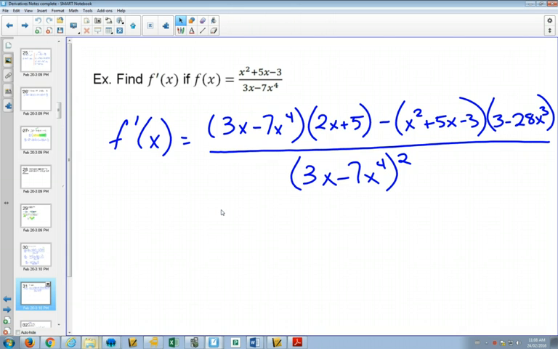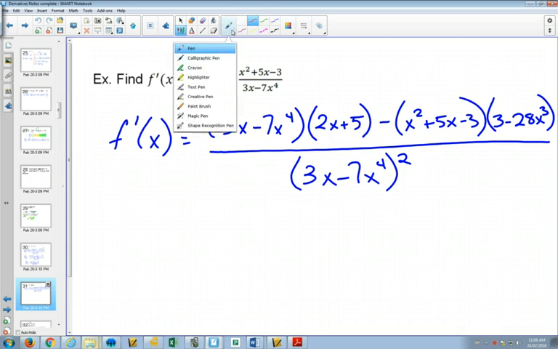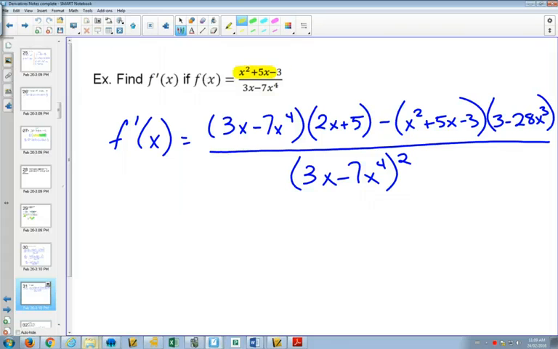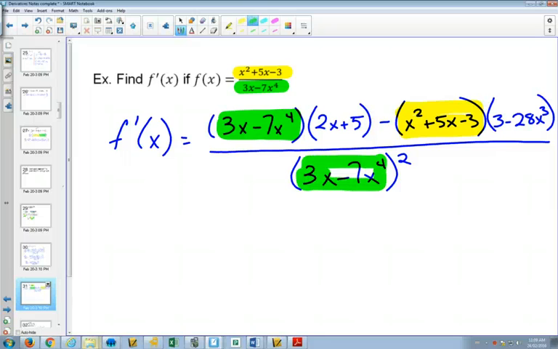So again, if we color code things here, we have our function on top, function on the bottom. We start with our function on the bottom right here, we have our function on the top right here, and our function on the bottom right there. What's not highlighted is always the derivative of the other function.